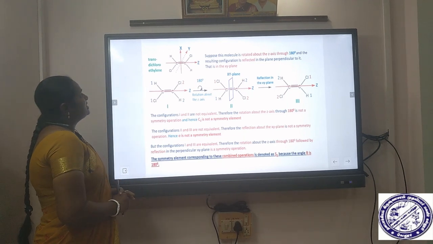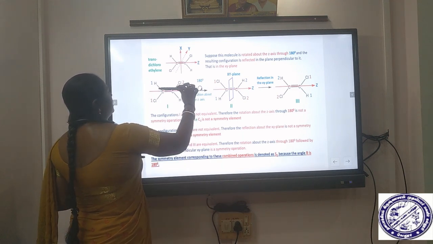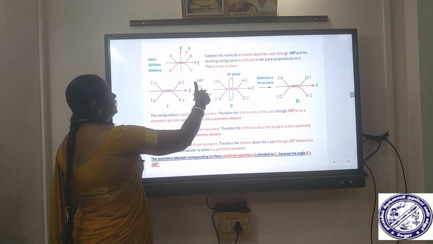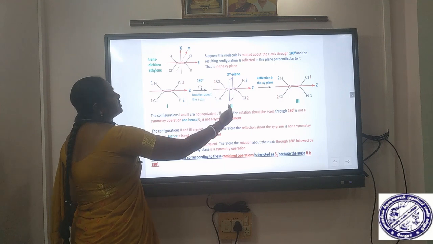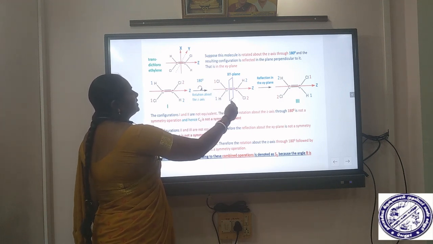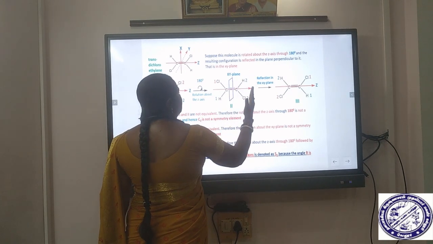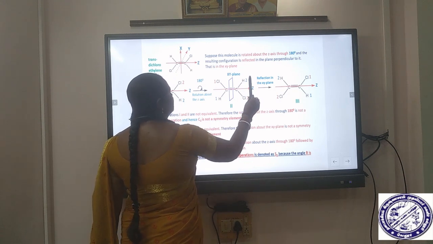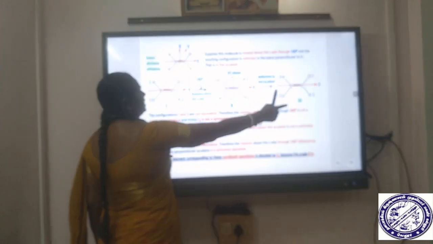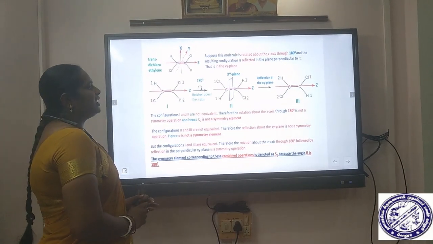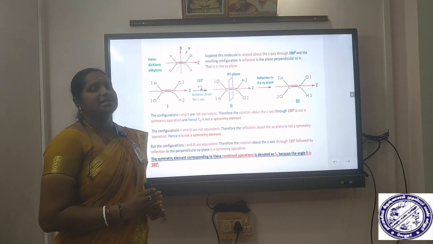This is the example. We are taking trans-dichloroethylene. This is the major axis. While rotating it by 180 degrees, this chlorine comes here and this hydrogen goes up. This is the configuration resulting from the rotation. Then we keep the plane here, perpendicular to the major axis. On reflection we get the structure like this, and on comparing 1 and 3, both are indistinguishable. So this is an example of an improper axis of symmetry.